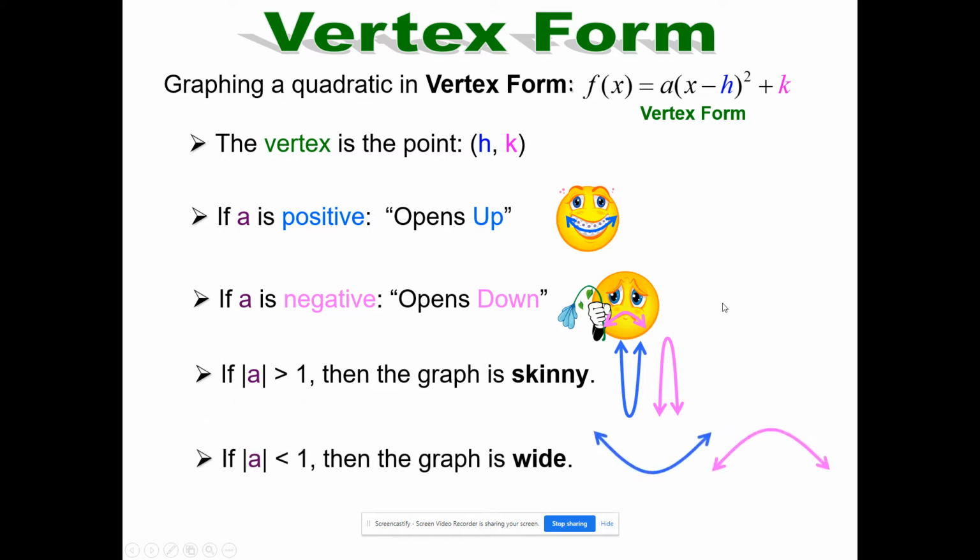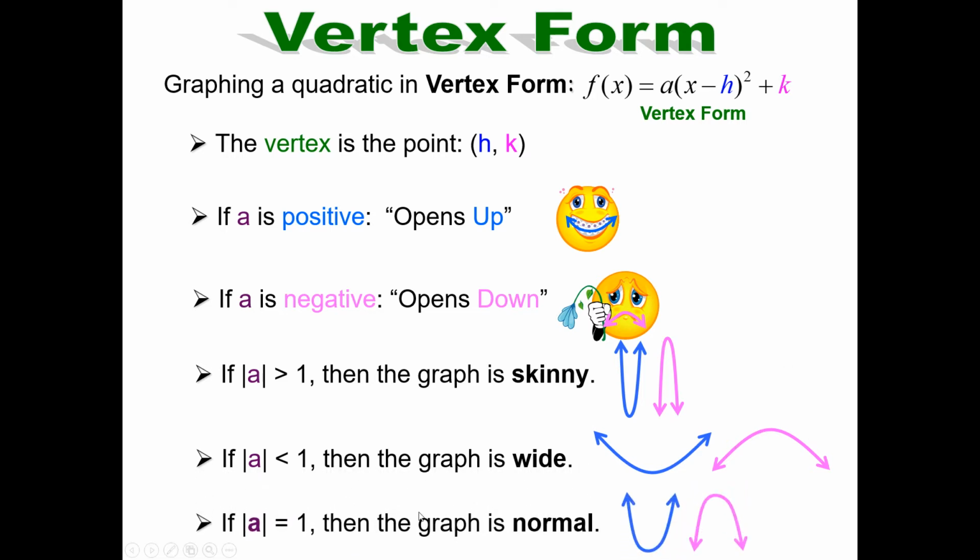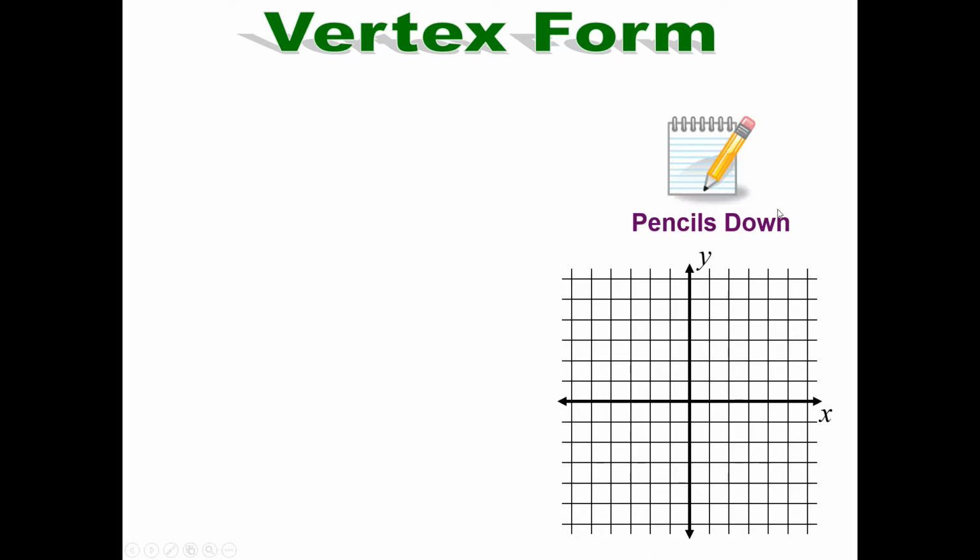Now, if A is less than 1, like 1/2, 1/3, 1/10, that's going to make it wide. And again, a positive or negative one will have the same shape. And if A is equal to 1, then I just say that the graph has a normal width, a normal shape. Because you have to compare to something, because who's to say what's wide or what's skinny? This one shouldn't be on your notes, but if it is, then write it down, but I don't think it is.